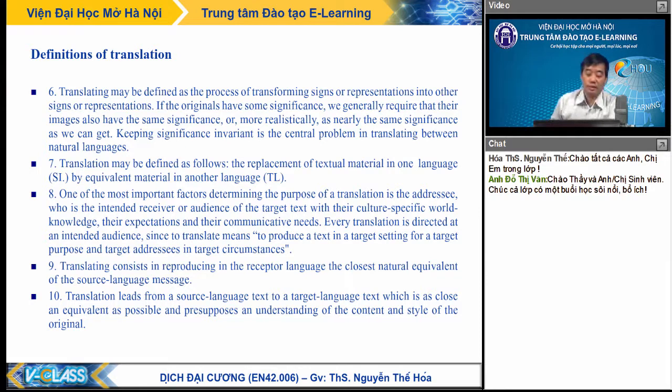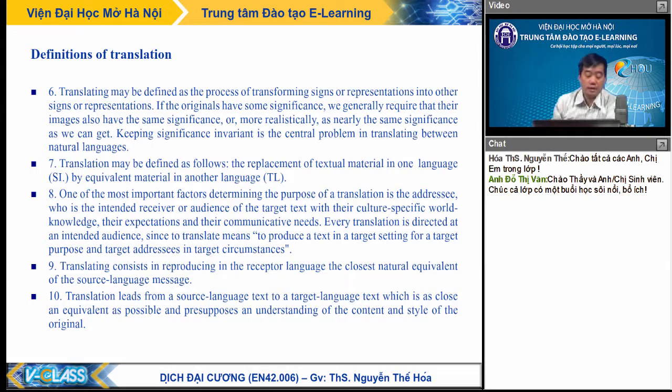Every translation is directed at an intended audience, since to translate means to produce a text in another target setting, for a target purpose, and target addressees in target circumstances. And the definition nine: translating consists in reproducing in the receptor language the closest natural equivalent of the source language message. Now, in this definition, we pay attention to how to keep the message from the writer to the reader.